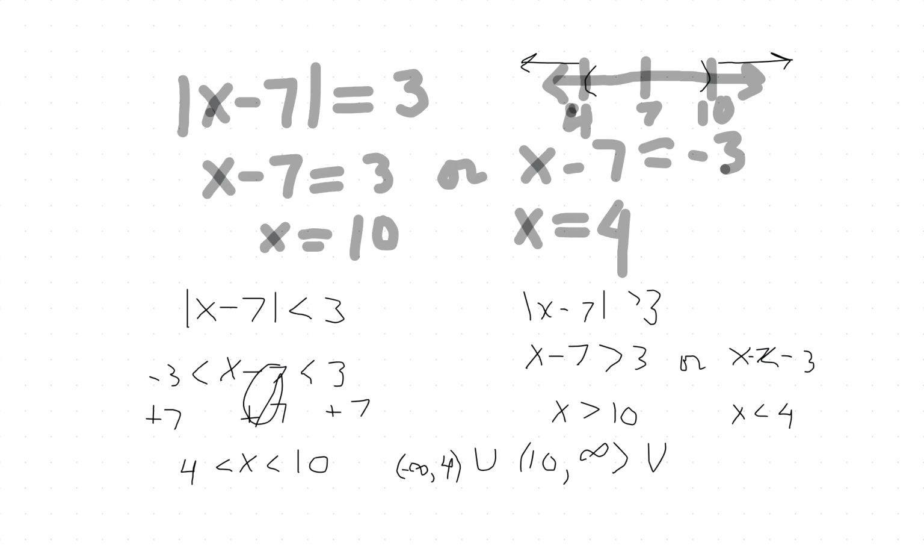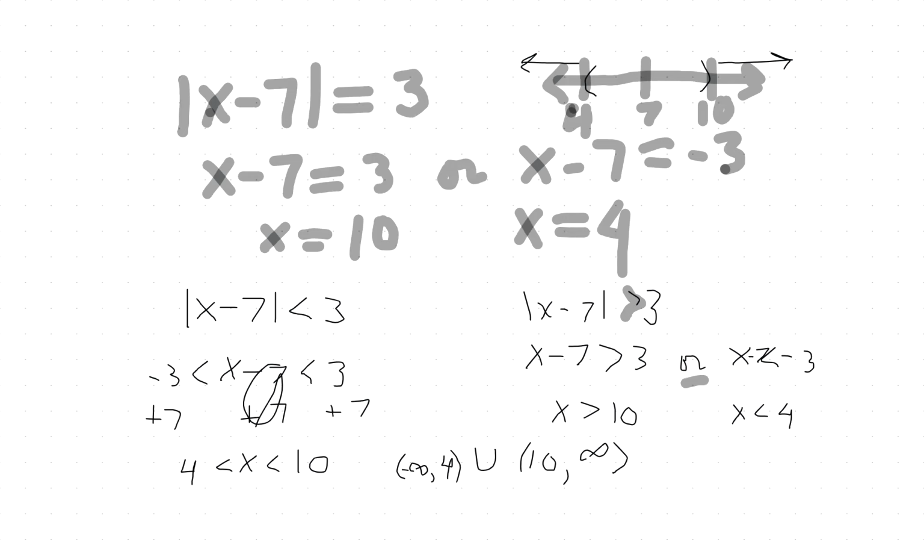Okay, so when we have the greater than situation, our distance is greater than 3, we've got an or problem. If it's a less than, the distance is less than 3, it's in between. Our answer is an and situation. Our x minus 7 is less than 3 and it's greater than -3. And we end up with x being between 4 and 10.